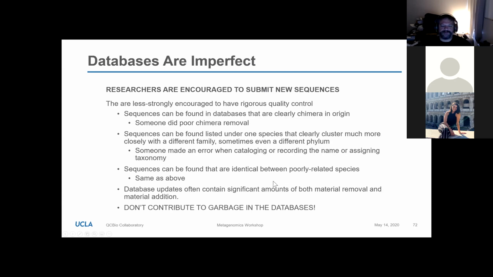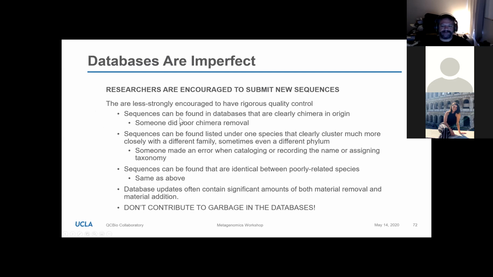And this brings me to my next point, which is how stuff gets into databases. Researchers are really strongly encouraged to submit new sequences to databases. You pretty much have to do it to publish. Also, a lot of people mark down, as a mark of their productivity in microbial ecology, how many new sequences they've contributed to the databases. They're sometimes not as strongly encouraged to have rigorous quality controls.